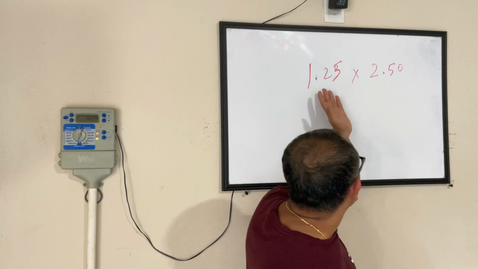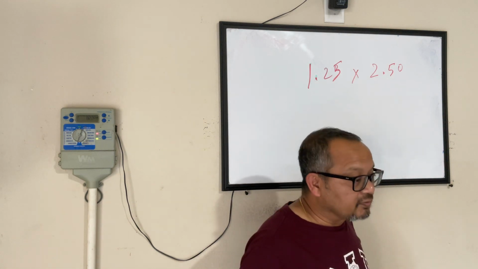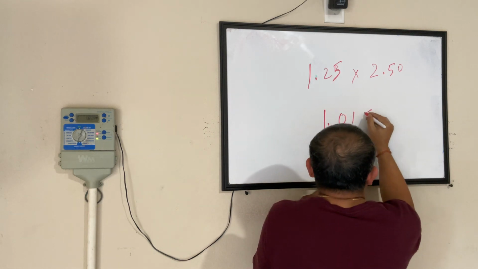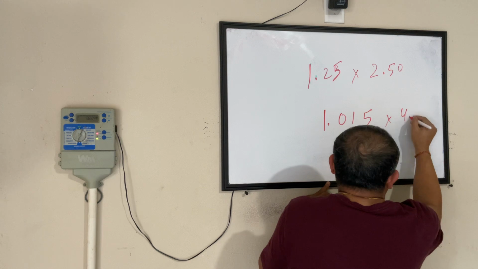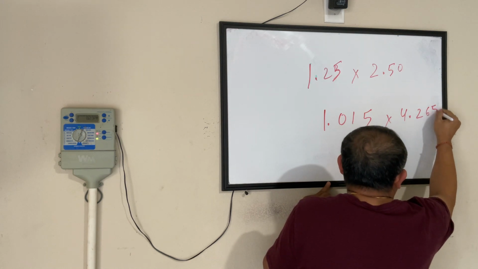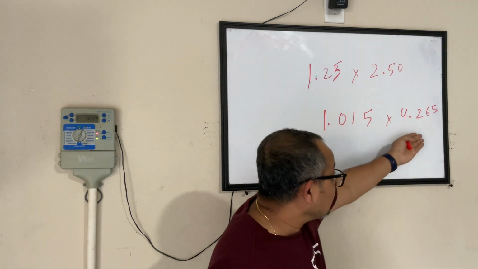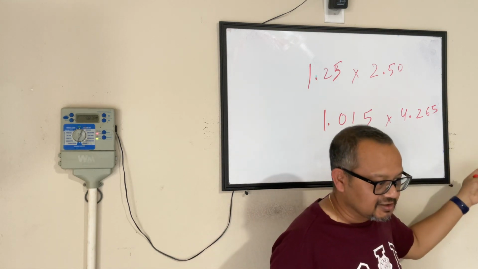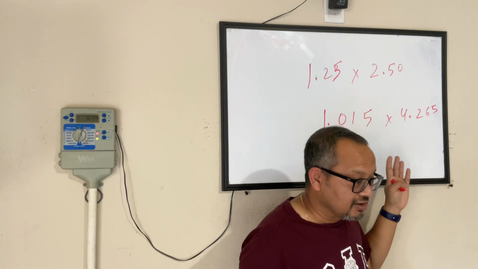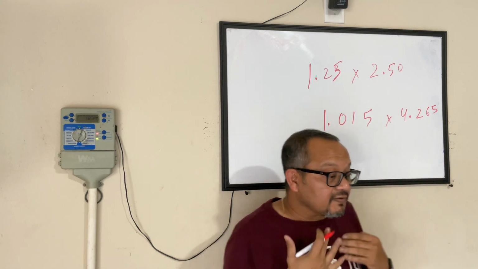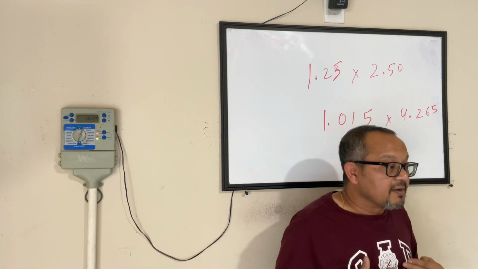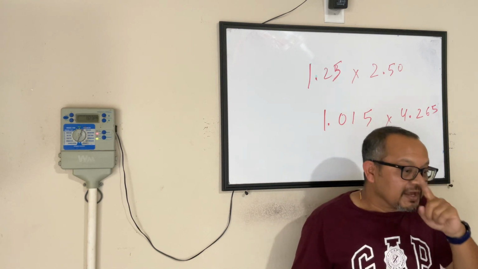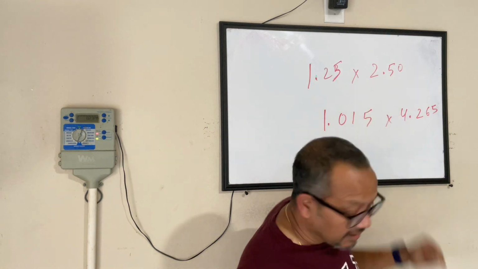Good that we have 1.25 to be multiplied by 2.50. What if I had to multiply 1.015 with 4.265? Imagine how much time you would take multiplying this and then counting decimals. Obviously, I'm not saying that that approach is wrong. What I'm saying is we have to always find ways to do things in a much more efficient and faster way. Okay.